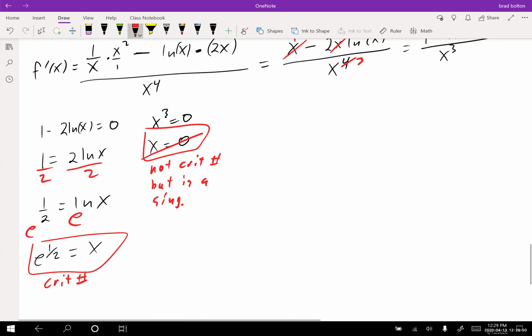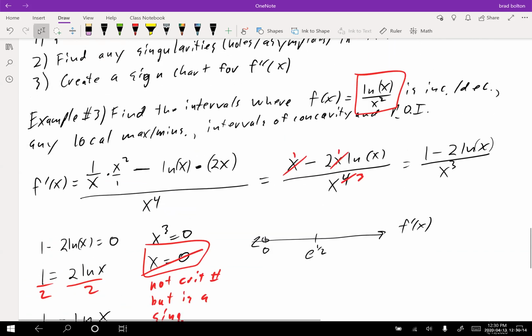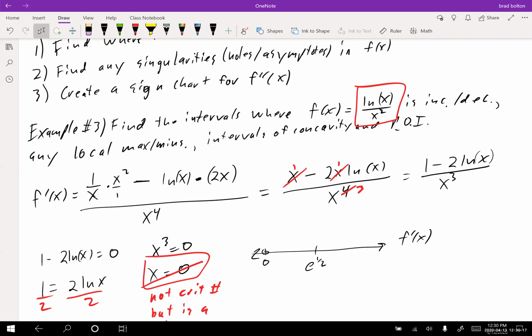Okay, so now I'm going to build my sign chart, and I'm going to use my e to the 1/2. Now here's the strange thing. 0 is a singularity, right? So normally I would put 0 here and put a circle around it. But remember, there's nothing to the left of 0 because we have the ln of x. You are not allowed to use negative numbers in ln of x. So the domain of the numerator says you cannot plug any negative numbers into this problem. So this graph doesn't even actually exist to the left of 0. This graph only exists to the right of 0.